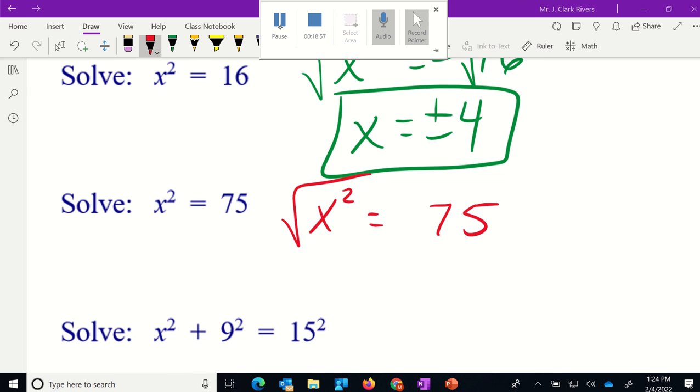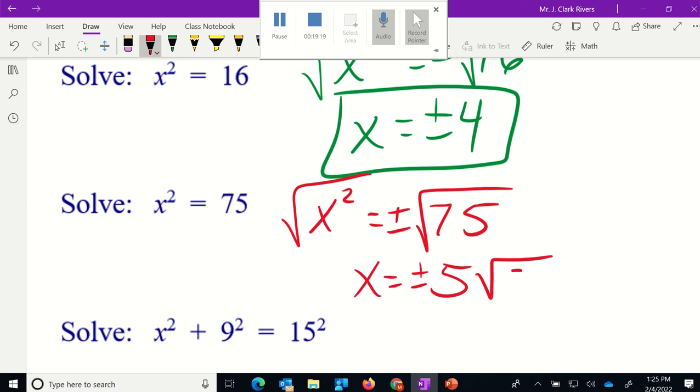We take the square root of both sides. And what do I have to do in front of the 75 here, Elise? Plus or minus. So x is going to equal, and you told me, what's the perfect square factor of 75? 25. So it's plus or minus. What's the square root of 25? 5, and 5 root 3, right?